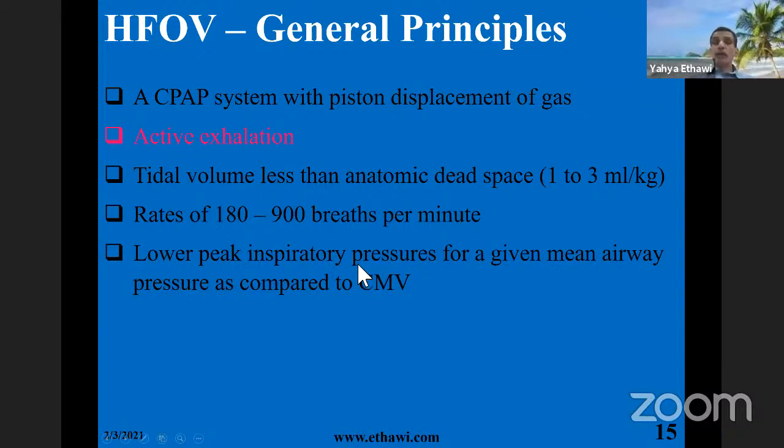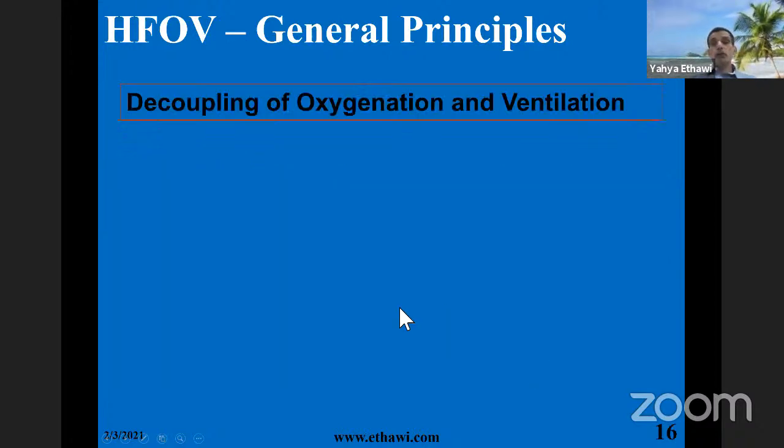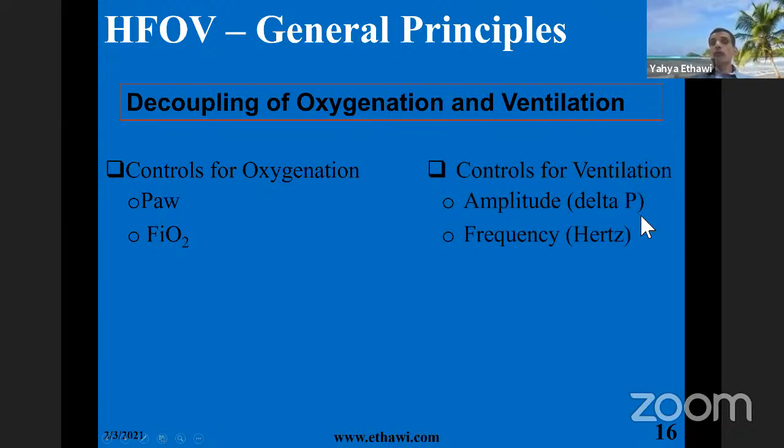We use a much lower PIP in comparison to the level of the map that we can achieve on conventional. And we can separate the control of oxygenation and ventilation, or control of oxygen and CO2. How do we do decoupling? Well, we can control oxygen by controlling the mean airway pressure and the FiO2. But we can control ventilation by changing the amplitude to get the delta wave, which is the difference between the MAP and the amplitude. And also we can change the hertz, the frequency.